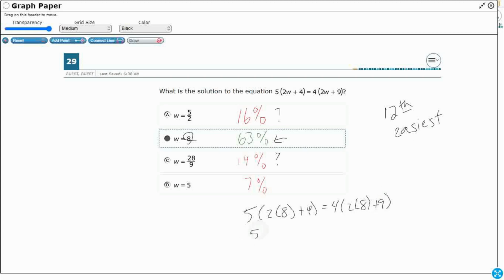So this is going to be 5 times 16 plus 4, that's 20, equals 4 times 16 plus 9, 25. Does 100 equal 100? That's correct, which means 8 works. But if you tried 5 halves, it's not going to work. Take the extra time, plug in your solution to the original equation, and verify that it makes a true statement.